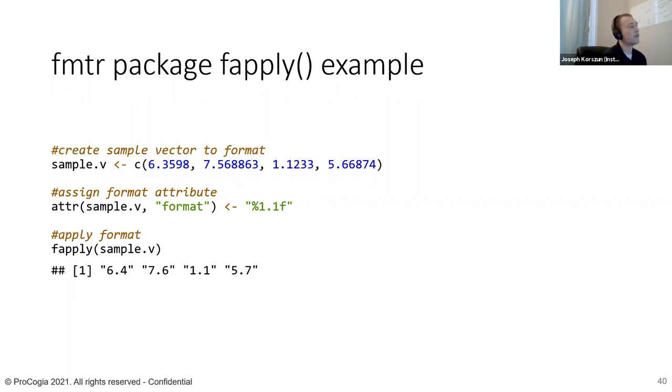Okay, so the formatter package also comes with the fapply example. So here's what I was talking about earlier, right? We're going to create a sample vector to format. We're just going to take that same example vector that we had earlier. We're going to assign a format attribute in the sense. So we're going to call the attribute function. And then we're going to take our vector here, sample V, and apply a format to it. And what we're going to put in that format is the wildcard and then the 0.1 decimal precision as well. And then finally, we're going to take the fapply function and apply that to our vector, where we can see that the output is, again, what we expect: a single decimal point and as many leading whole values as possible.